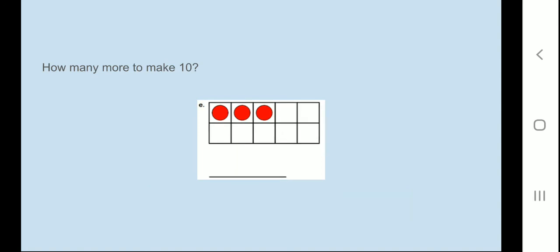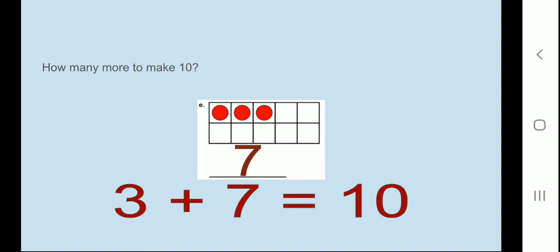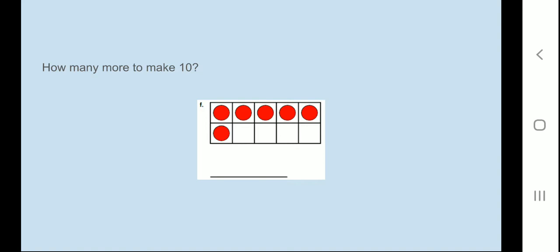How many more to make 10? Seven more. Our number sentence is 3 plus 7 equals 10. We have 3 counters and need 7 more to make 10. How many more to make 10? 4. We need 4 more to make 10.